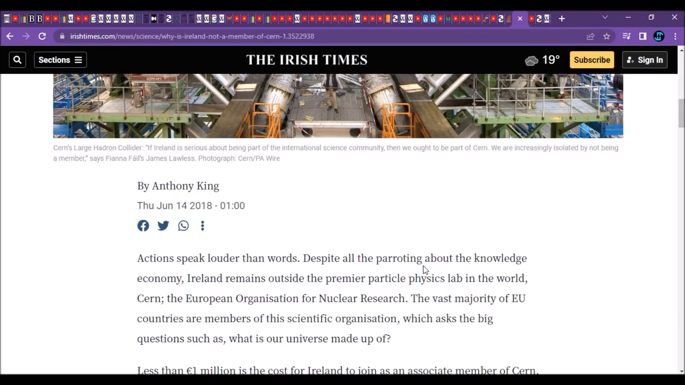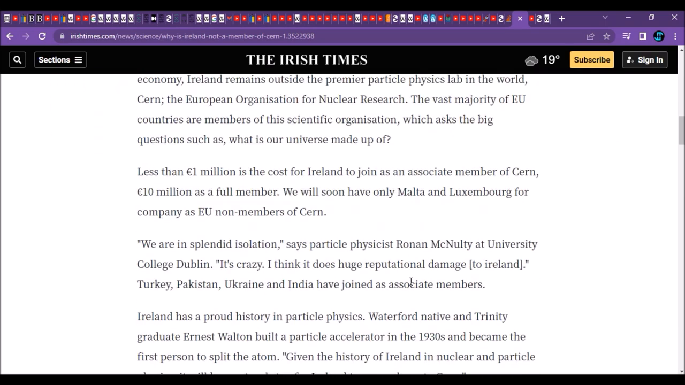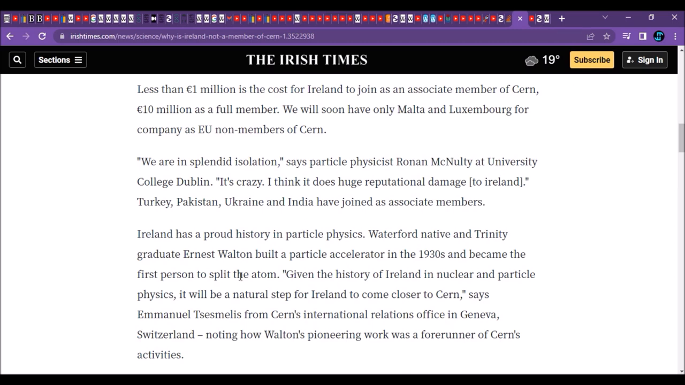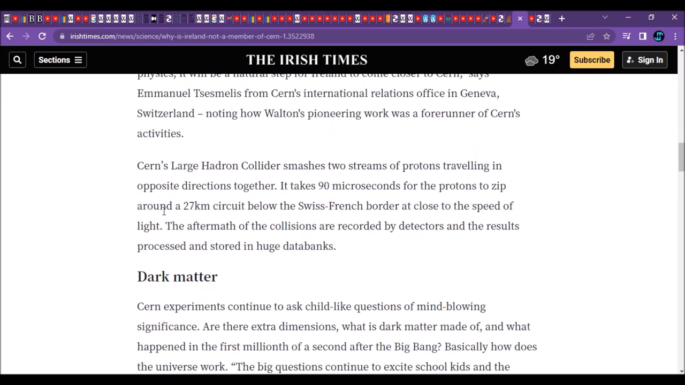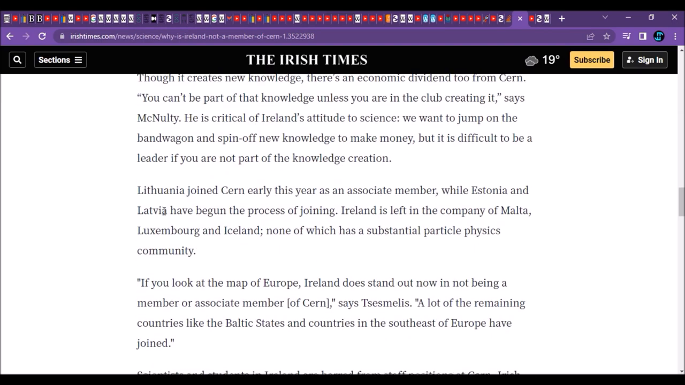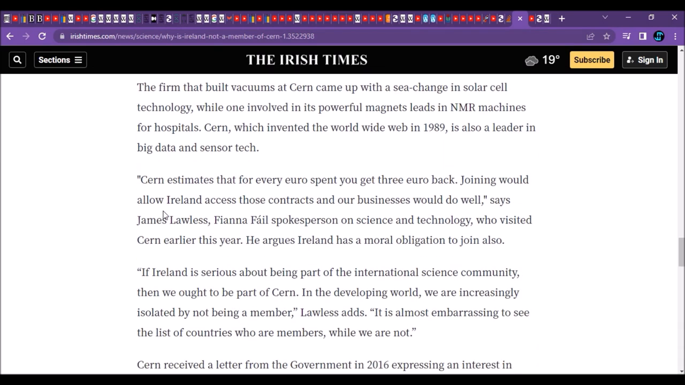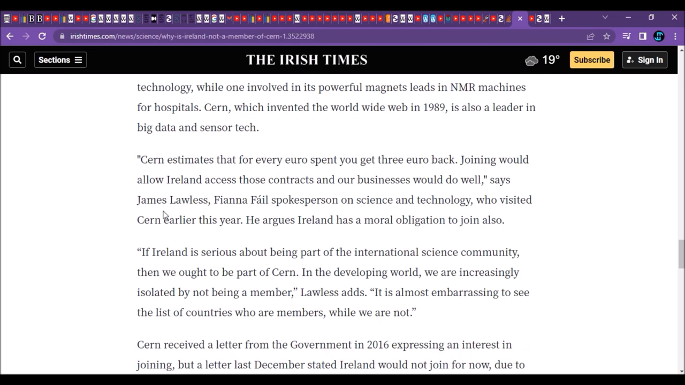And this is often discussed by the mainstream media here, noting that a membership would basically be only a rounding error, like a 1 million associate membership. You even have countries like Pakistan and India, which are not in the European Union, that are members, but somehow Ireland is not able to put forward €1 million to be a member, even though it's a member of ESA, the European Space Agency, and ITER, the International Thermonuclear Fusion Project.